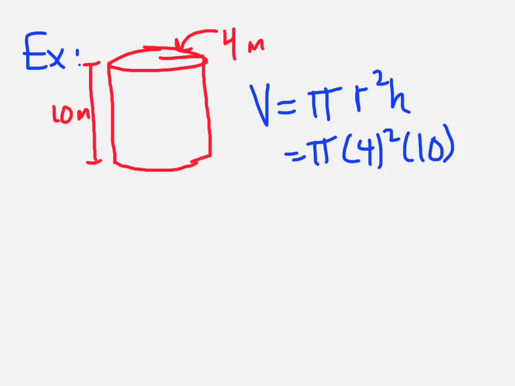So again, if you got a pi button on your calculator, I like to use it. It gives me the exact answer, or as close to the exact answer as possible. It doesn't give me an exact answer, but it gives me the best answer possible. So I do pi, then I do r squared, so 4 squared times 10, and I get from that 500, and I'll give them a 1 decimal place, 502.7 meters cubed. Remember, for volume, it is cube units.